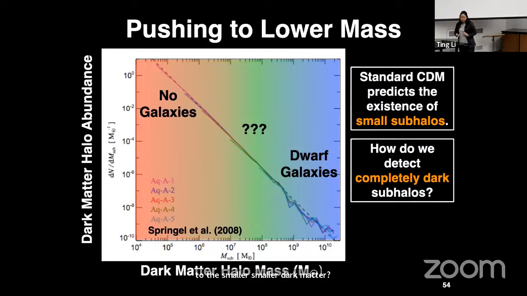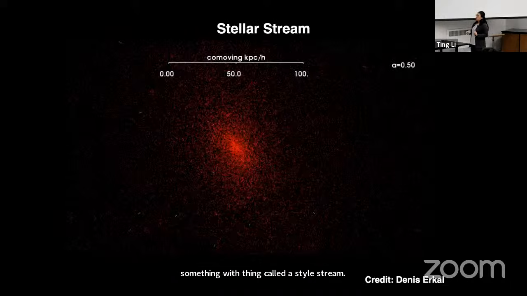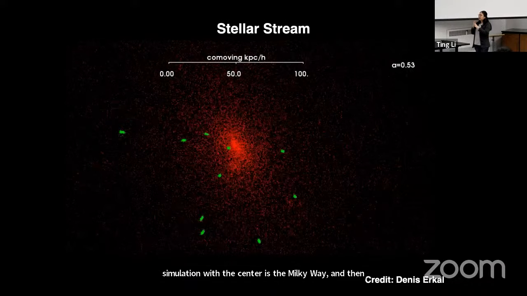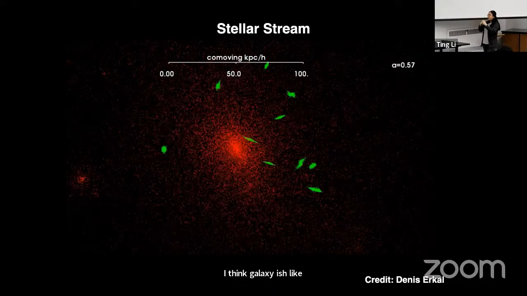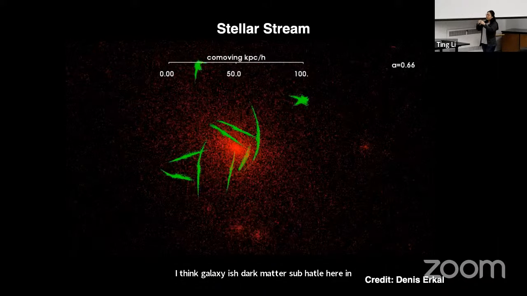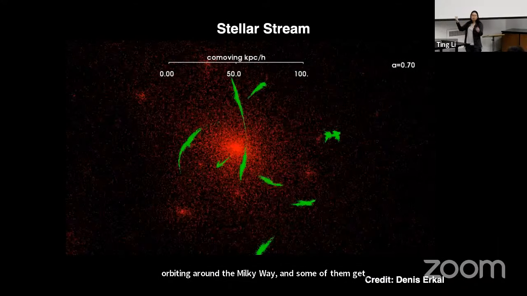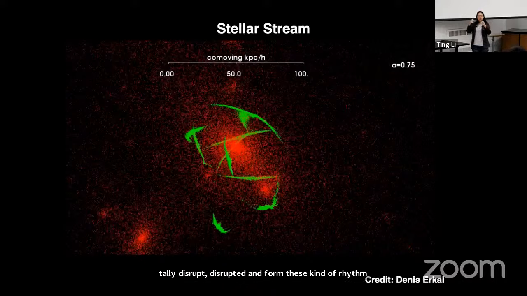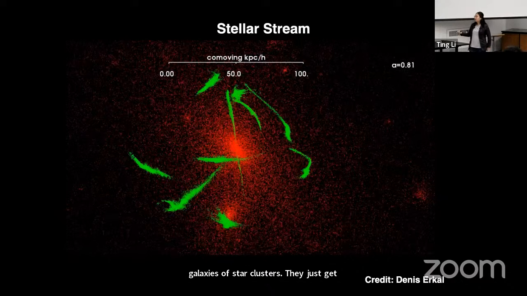We need to detect these kind of completely dark subhalos. And the way of getting that is to do something with a thing called a stellar stream. So this is another thing I worked on. What you're seeing again is a dark matter simulation with the center being the Milky Way, and then we have 10, I think, dwarf galaxy-ish dark matter subhalos orbiting around the Milky Way. And some of them get tidally disrupted and form these kind of ribbon-like structures. These are the stellar streams that we call them: the galaxies or star clusters just get tidally disrupted and form these kind of long linear structures on the sky.